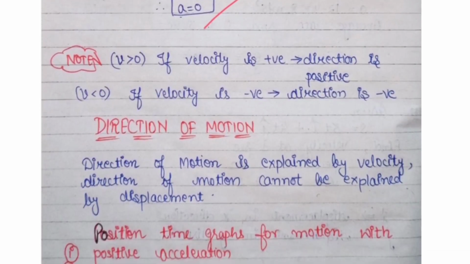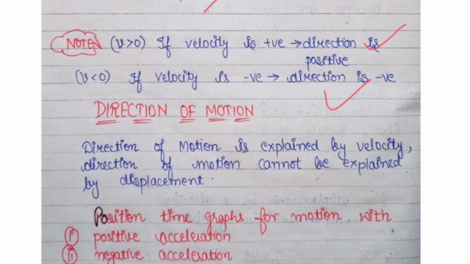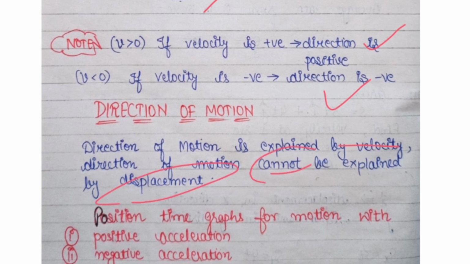Next is, if velocity is positive, direction is always positive, and if velocity is negative, direction is always negative. Next, we will study direction of motion. Direction of motion can be explained by velocity, but direction of motion cannot be explained by displacement.